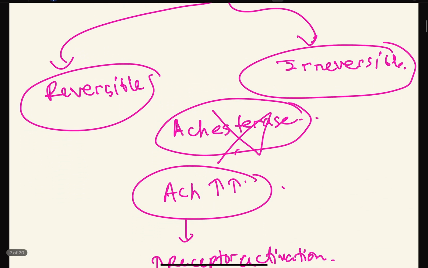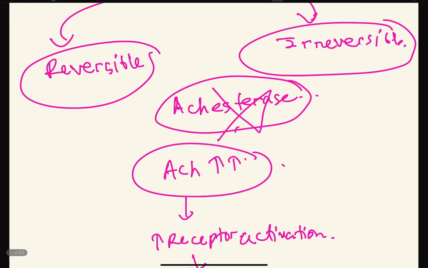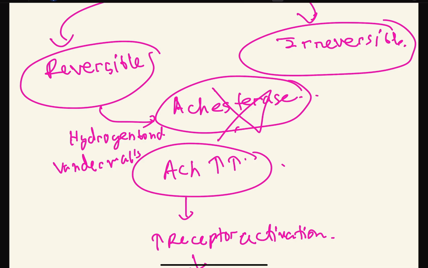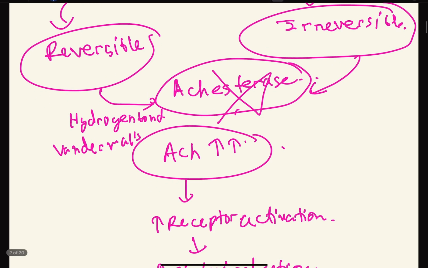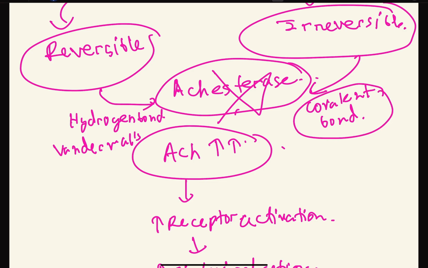Why is it called reversible? Because these drugs bind with acetylcholinesterase with a weak bond that can be broken down easily. That can be a hydrogen bond or a van der Waals bond. These are weak bonds and they can be broken down easily. And there is the irreversible type. They bind with the acetylcholinesterase with a covalent bond, which is a really strong bond and can't be broken down easily.